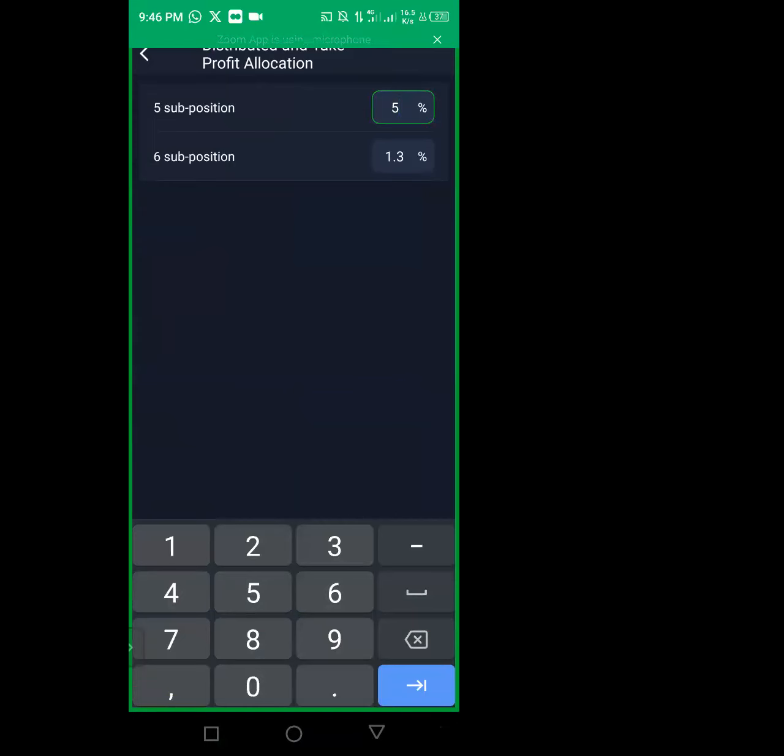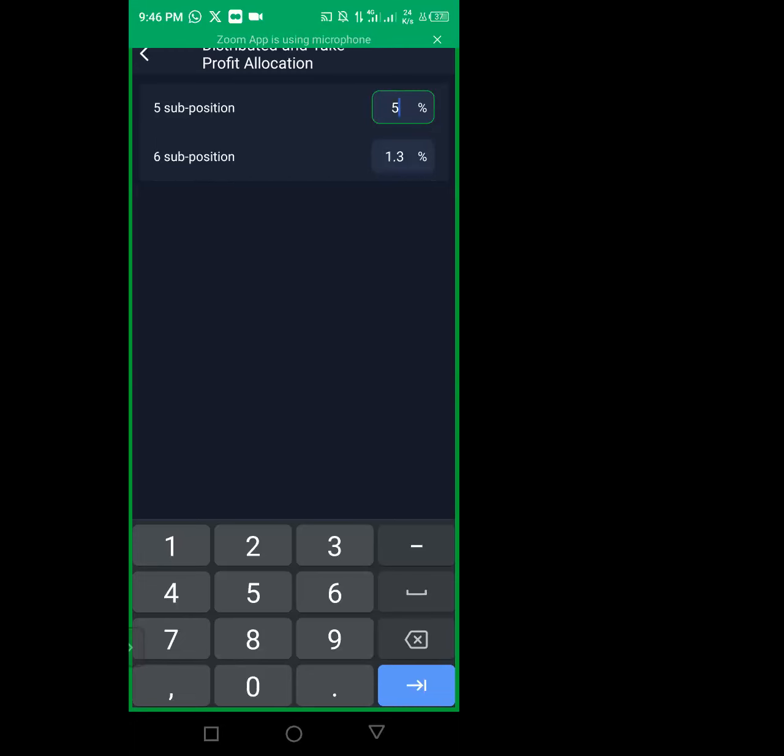I think $2.5. $2.5. Yeah. So you see your profit is much more because of the particular USDT you used to buy the fifth call.